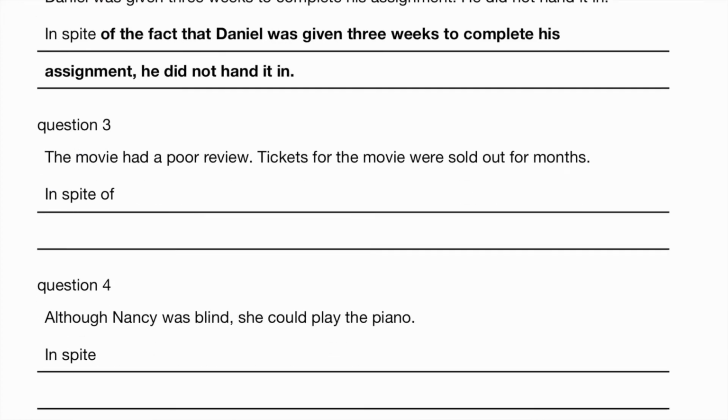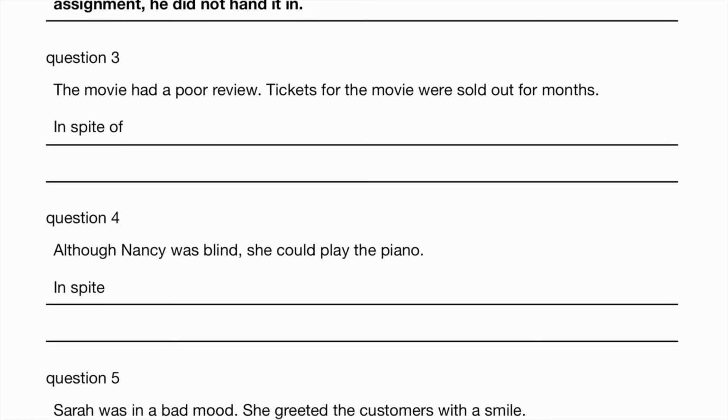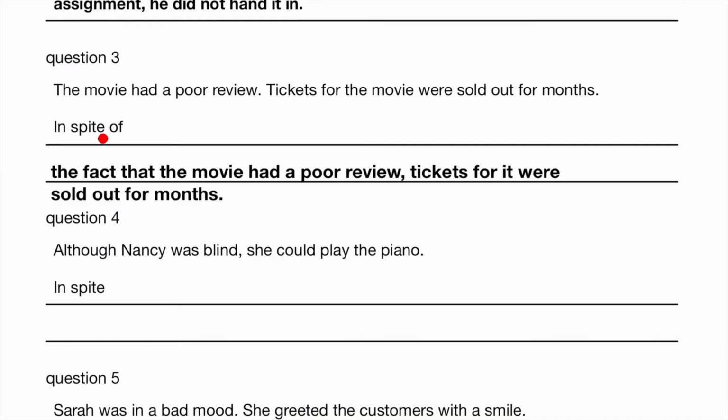The movie had a poor review. Tickets for the movie were sold out for months. My goodness. So many people were keen on watching a bad movie, supposedly, by the reviewers. And here we go. In spite of the fact that the movie had a poor review, tickets for it were sold out for months. Another way to write this would be in spite of a poor review, tickets for the movie were sold out for months.